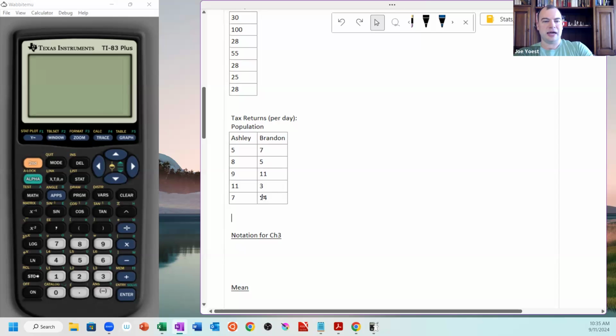And these are tax returns completed per day for, say, 2 people who are maybe interning at an accountancy firm around tax season. So again, what does Ashley's typical day of performance look like versus what does Brandon's typical day of performance look like? We see that Brandon has some really good days and also some not so good days, where Ashley maybe just at a glance is a little bit more consistent.